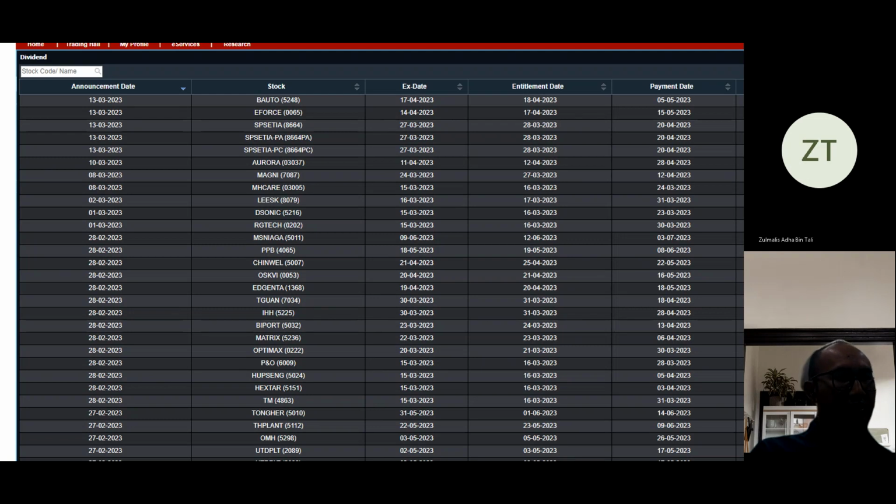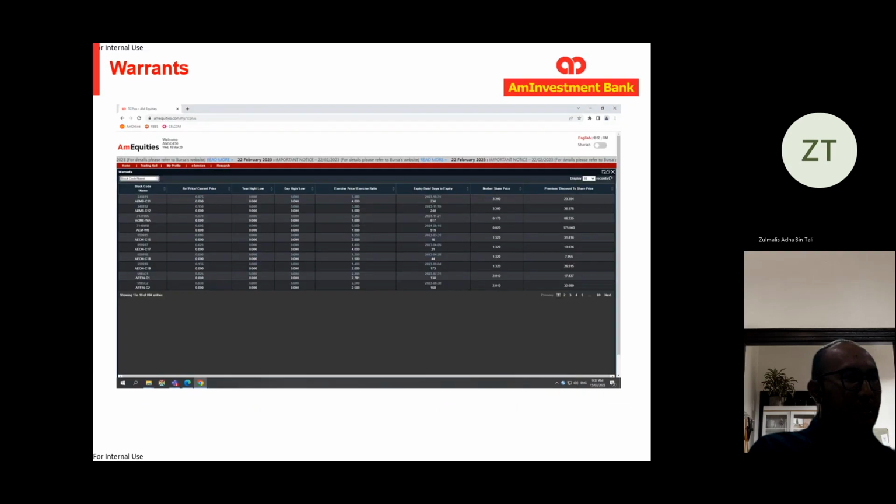This is quite a useful page, which you actually can use as one of your investment decisions before you place any order to buy any dividend stock. You can search for this link. And then all right, for warrants, Aiman mentioned earlier.